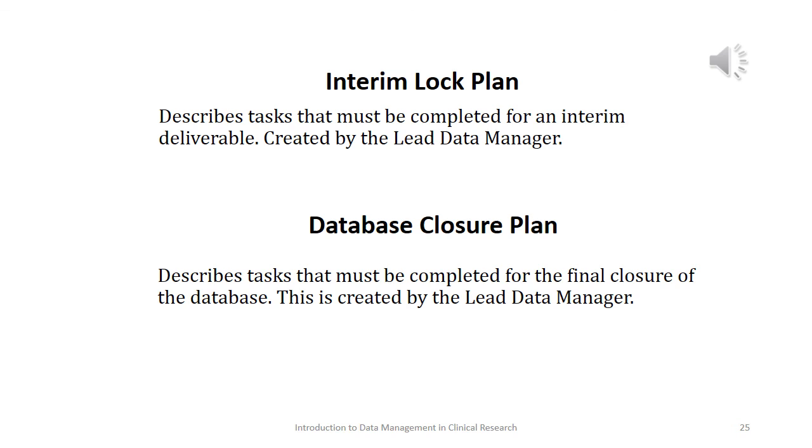An interim, every once in a while, at various milestones in our trial, we'll do a database lock or a database freeze, and we'll take the data that's in our database and have it reviewed. We may have it reviewed by an outside organization, a data safety management board, and what we're trying to review is primarily safety data, to make sure that we're not exposing patients to adverse safety risk. But we'll do that at various points during the trial. So this interim lock plan will explain how we're supposed to do that.